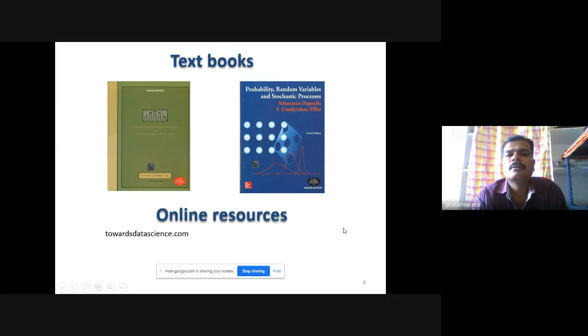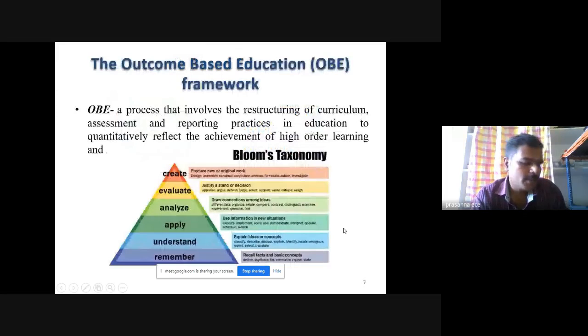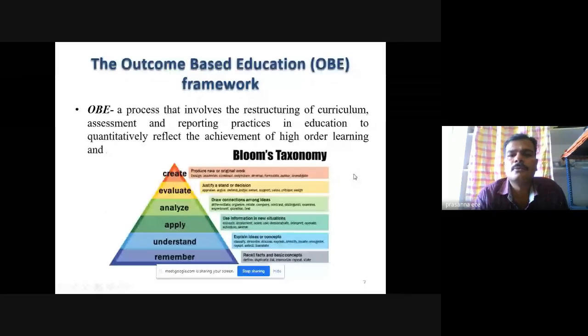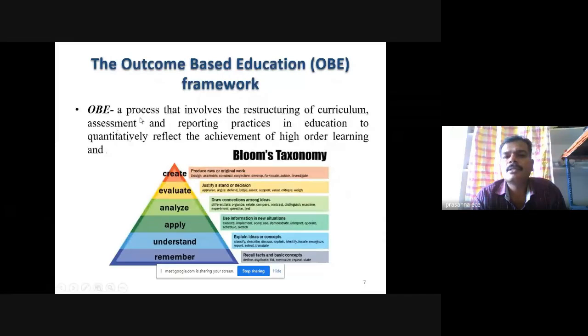Now coming on to outcome-based education, I think we have 5 more minutes, so I'll just go through this outcome-based education framework. The slides move very fast. Here we have outcome-based education where you're expected to acquire some skills. OBE is a process that involves restructuring of curriculum, assessment, and reporting practices in education to quantitatively reflect the achievement of higher order learning. So basically what we are aiming at is higher order learning.